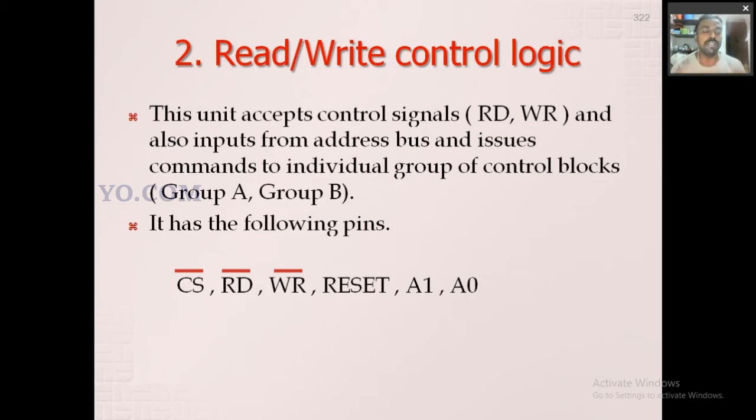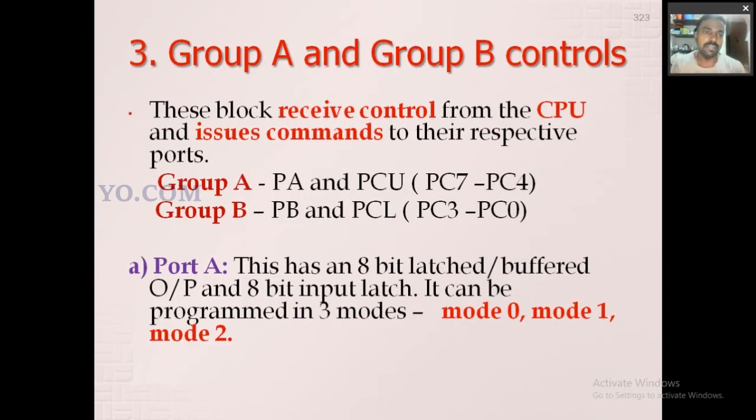It has the following pins: chip select, read, write, reset, A1, A0. This is the read-write control logic. Then group A and group B control. These blocks receive the control from the CPU and issue the commands to their respective ports. Group A is port A and port C upper, group B is port B and port C lower. Then next we want to see the individual ports.